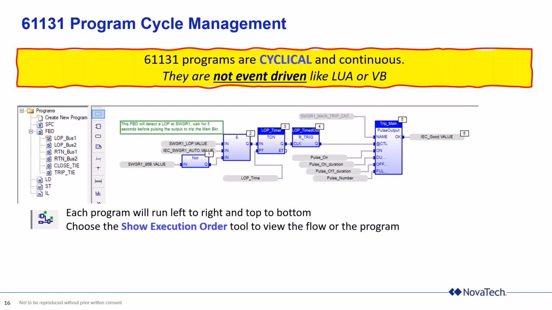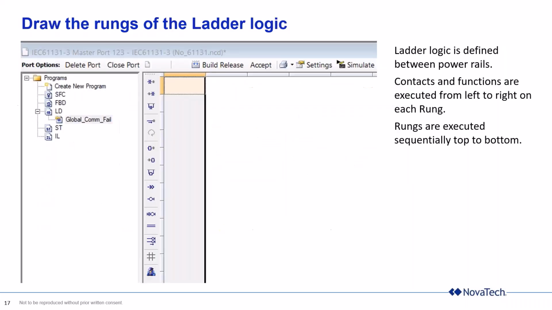I've already mentioned 61131 programs are run continuously in a cycle, and they're not event driven like Lua or VB. The way they run, they go from left to right, and then when that's done, they go from top to bottom. And like I mentioned, ladder logic is defined between the power rails. Contacts and functions are executed from left to right and from top to bottom.